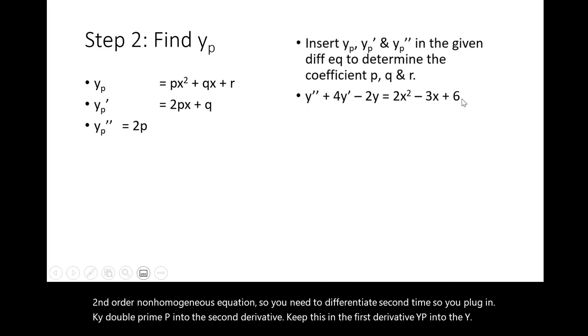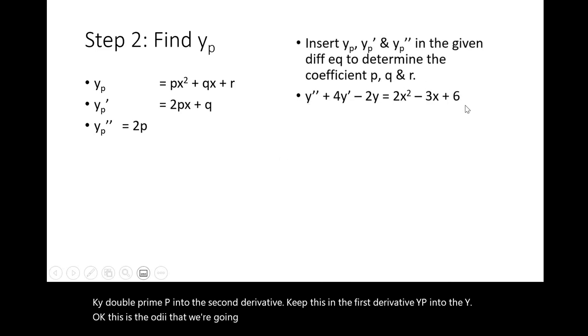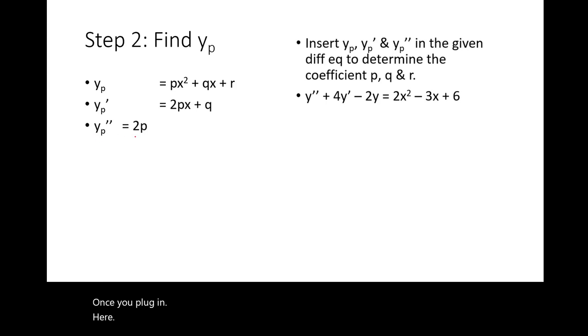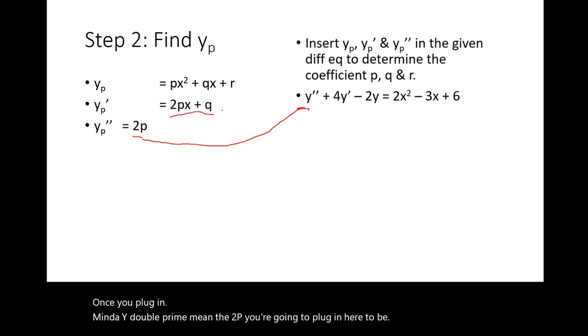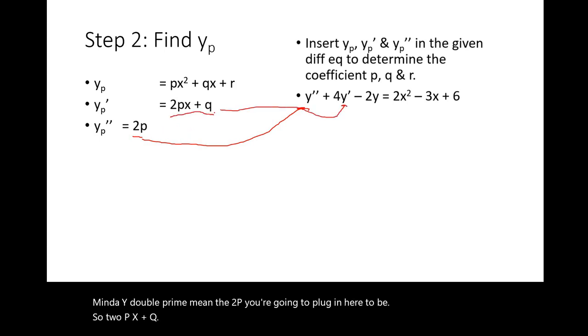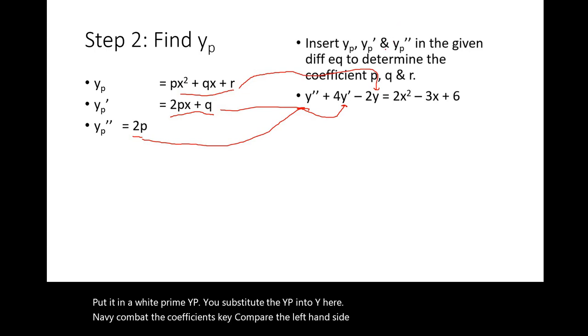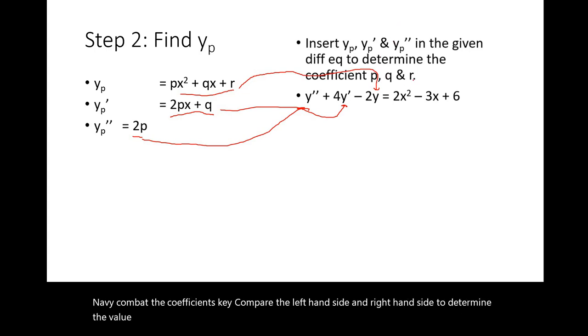Okay, this is an ODE where we are going to find the value of y. You plug in here: y double prime, meaning the 2p, you plug in 2p. So 2px plus q, put it in the y prime. Yp, you substitute the yp into y here. And then we compare the coefficients. We compare the left hand side and right hand side to determine the value of p, q, r. So that's what we call undetermined coefficients.